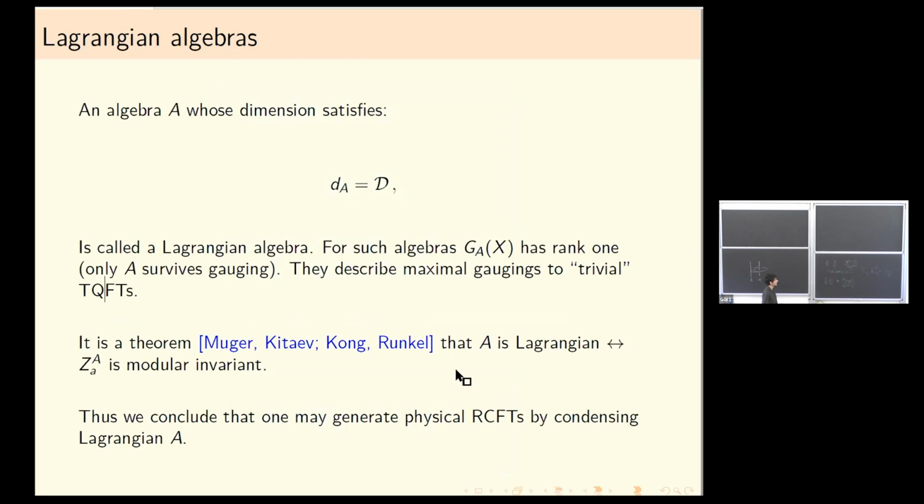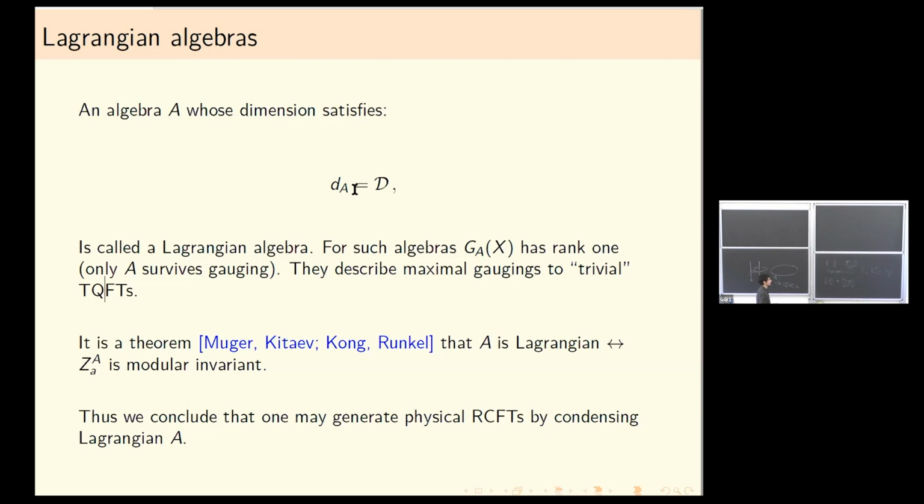Okay, we have to say what is Lagrangian. A Lagrangian algebra is just an algebra which has its quantum dimension. If I just draw a big line with A here, the sum over A is equal to the total dimension. It depends a bit on the convention. My D is the square root. Sometimes people don't put the square root, they put a square on the other side. But essentially, this is the maximal anomaly-free thing that you can gauge, because once you gauge this, you get a trivial TQFT in the bulk.